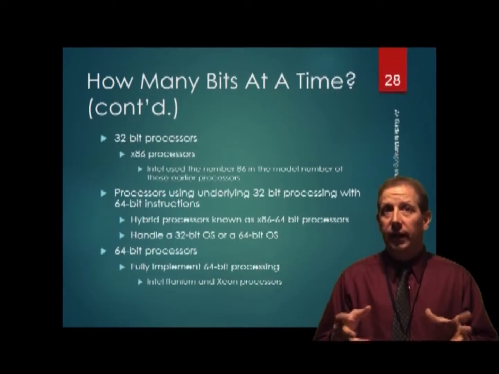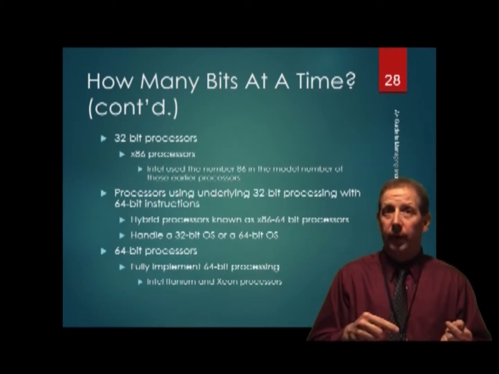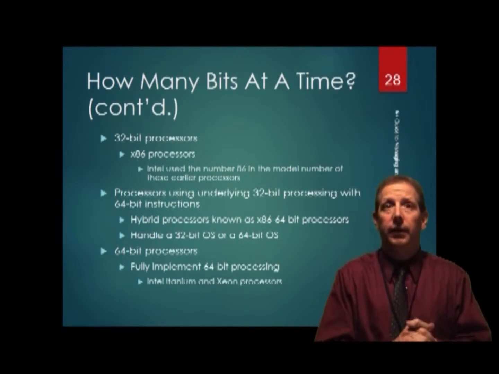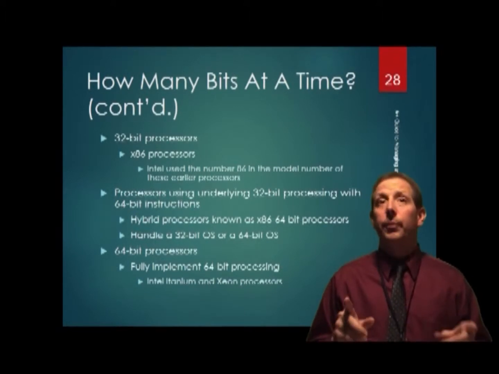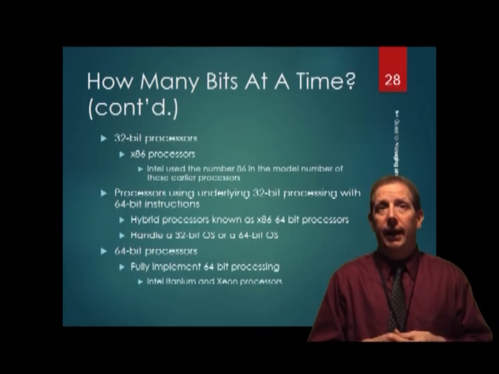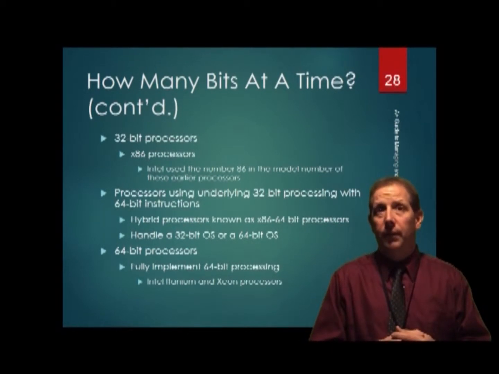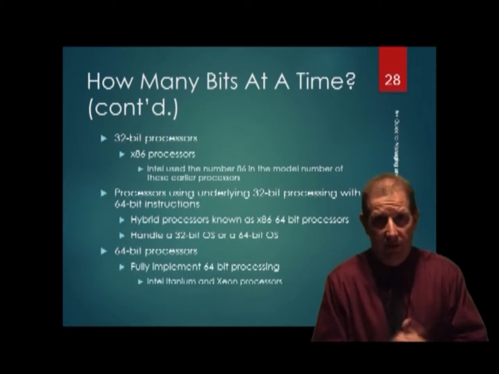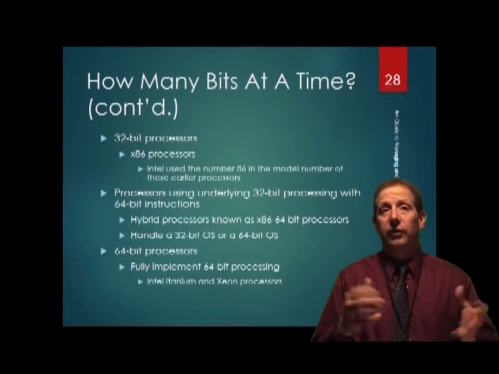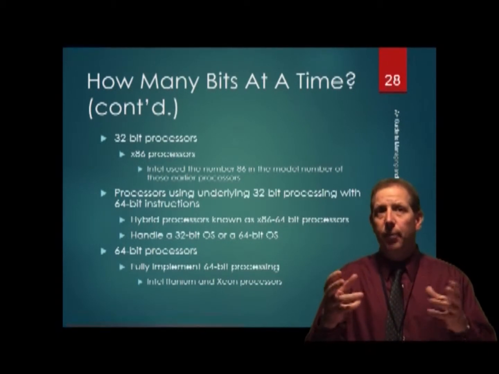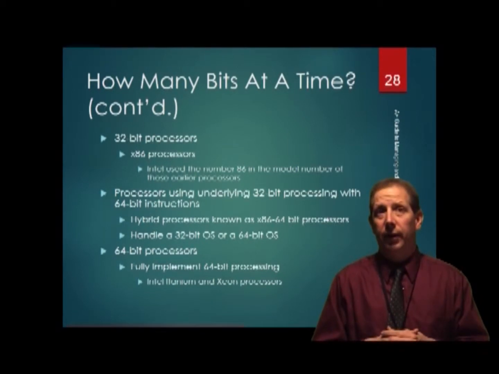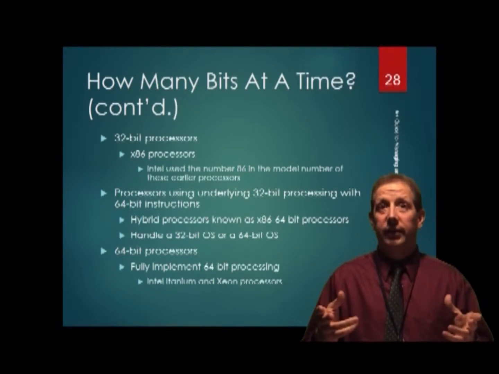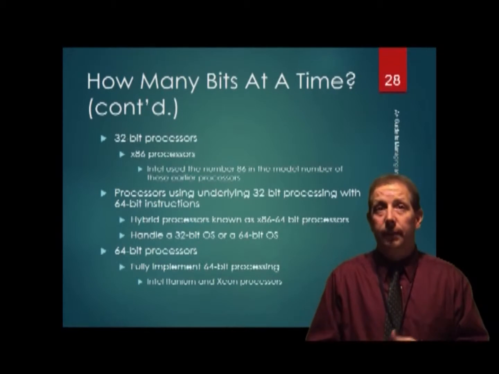Processors that use the underlying 32-bit processing with 64-bit instructions are known as the x86-64-bit processors. Now, AMD was the first to produce one, the AMD Athlon, and it was called the AMD 64. Intel followed with its version of the Pentium 4 processors and called the technology Extended Memory 64 Technology, or the EM64T. Because of their hybrid nature, these processors can handle a 32-bit operating system or a 64-bit operating system. All desktop or laptop processors made after 2007 are of this type.